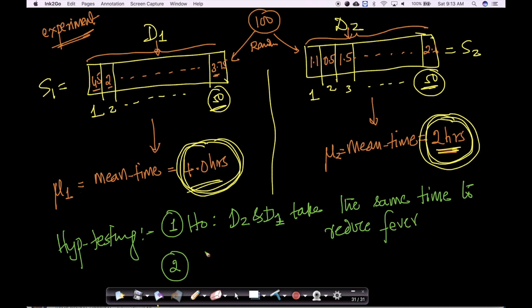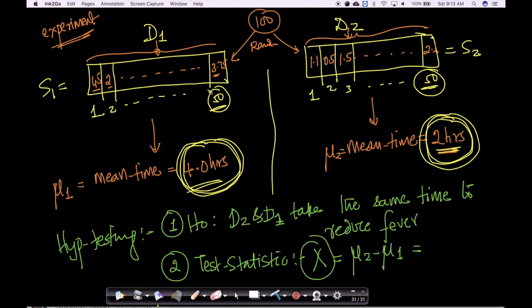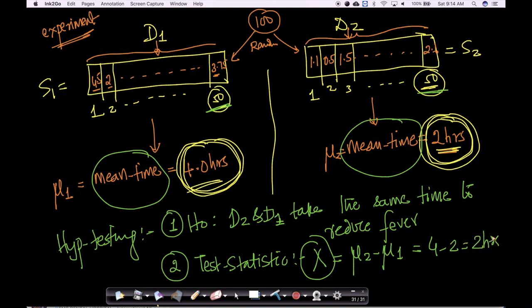Second, you need a test statistic. Now let's take a test statistic, because you have these mean values. Let's take a test statistic X as mu2 minus mu1. In our case, what is the observed test statistic? The observed difference between the mean times to reduce the fever, when my sample size is 50 each, is 4 minus 2, which is 2 hours. Again, remember, this is the observed value.